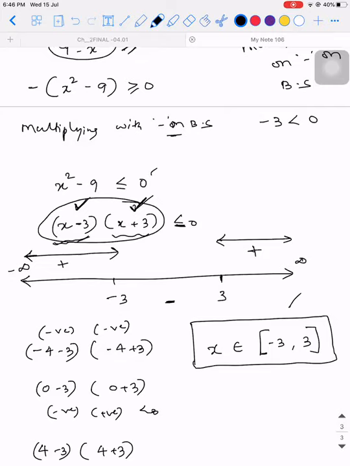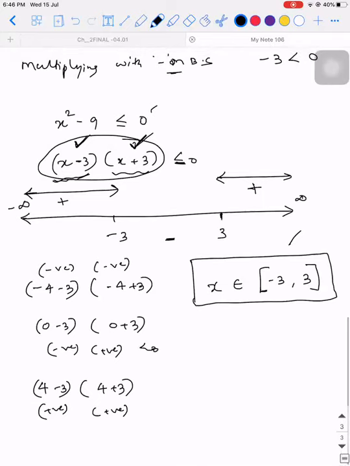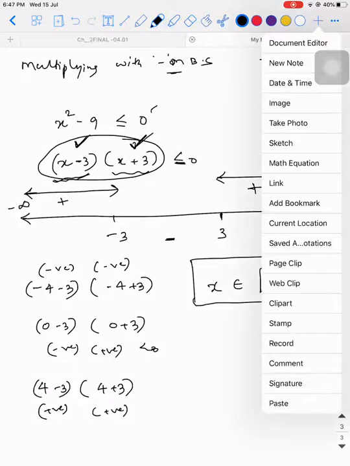So just copy it. Now what will be the range? So how did they teach you in school?